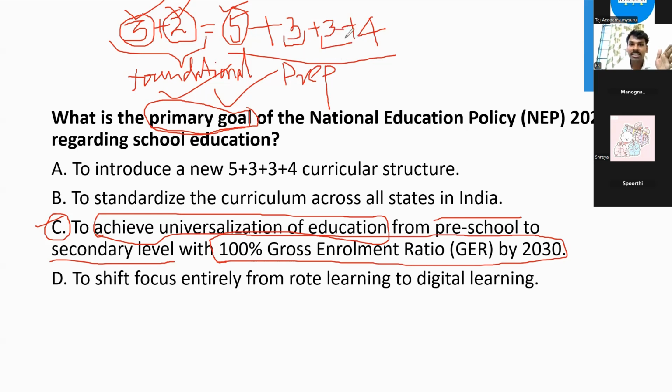Then comes class 6, 7th, and 8th. The next 3 years, which is clubbed together, is known as the middle stage. Yes, Tapshi, middle stage. Yes, correct. It is known as the middle stage. And the last 4, which is 9th, 10th, 11th, 12th. What is it known as? Secondary. Yes. This is known as secondary.